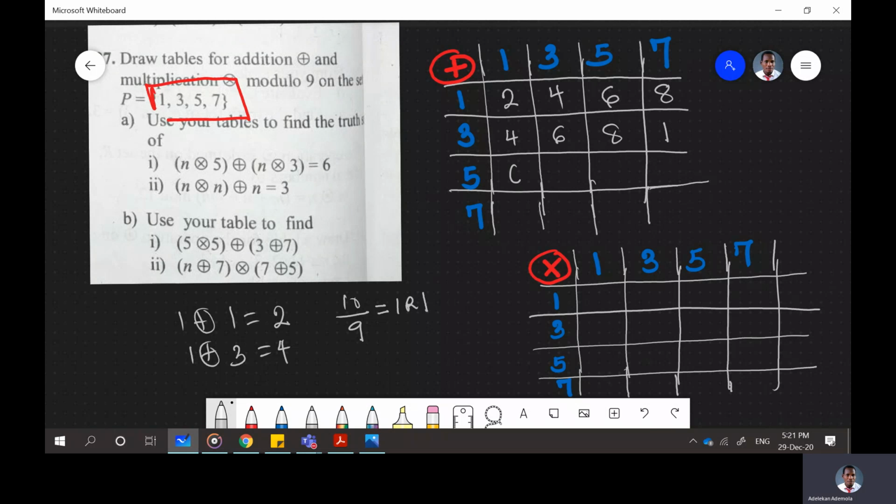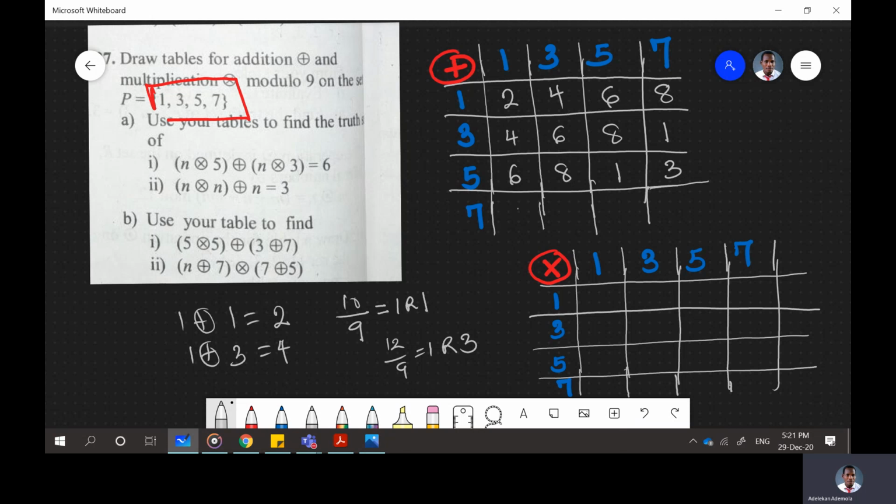Then 5 plus 1 is 6. 5 plus 3 is 8. 5 plus 5 is 10. The same thing, of course, I'm going to get 1 here. 5 plus 7 is 12. 12, what is 12 divided by 9? That is 1, remainder 3. So I'm going to have 3 here. Like I said earlier, you can see all the digits here are between 0 and 8.